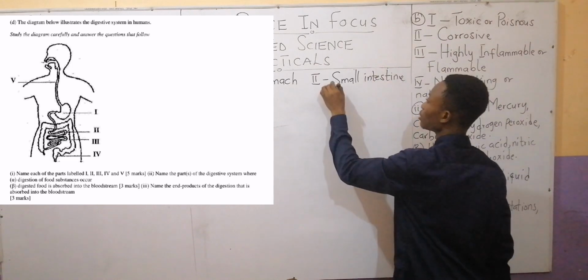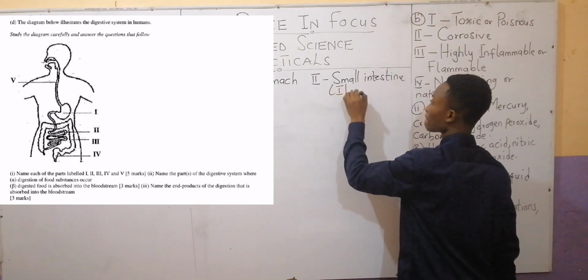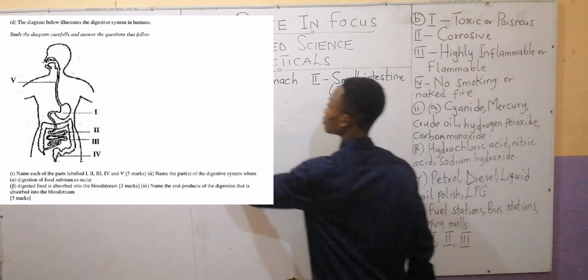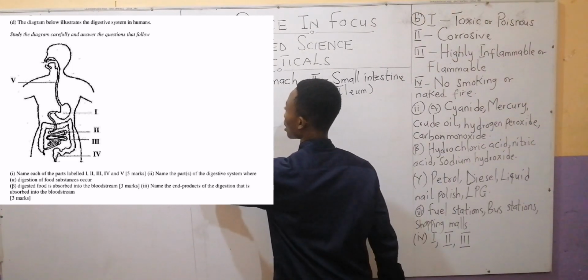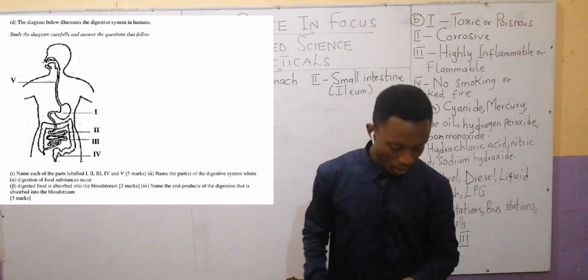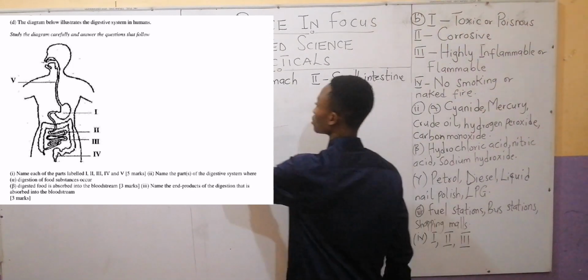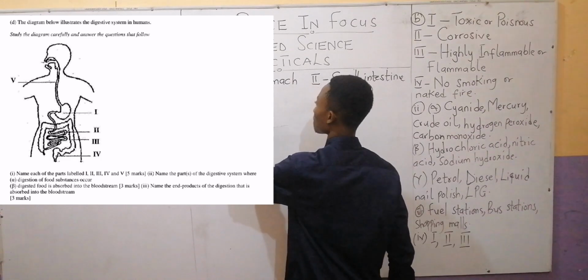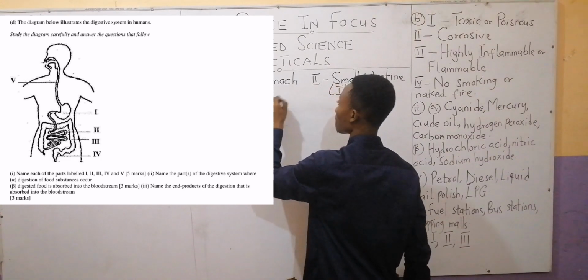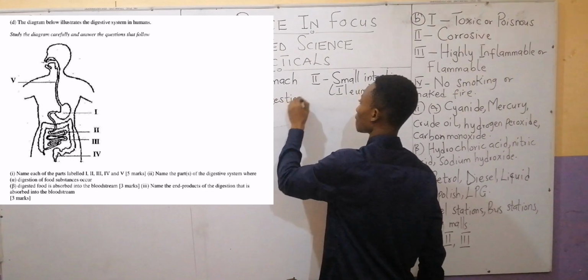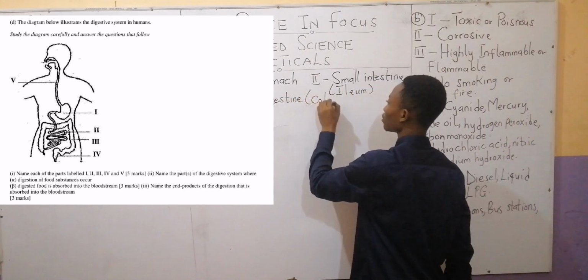Then II. Look at where the arrow is pointing: the small intestine. Sometimes we call it the ileum. III. We have what we call the large intestine or colon.